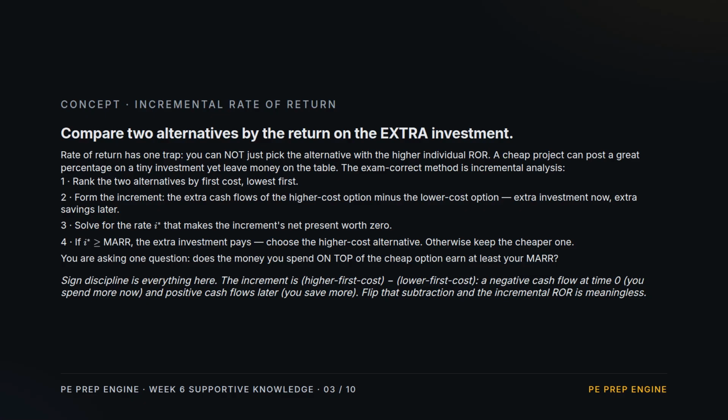Instead, do incremental analysis. Rank by first cost, lowest first. Form the increment, the higher cost option's cash flows minus the lower cost option's. Solve for the rate that zeros the increment's present worth. If that incremental return beats your minimum attractive rate, the extra money is well spent, so take the more expensive option. Otherwise, stay cheap. One question: does the extra spending earn at least your target rate?